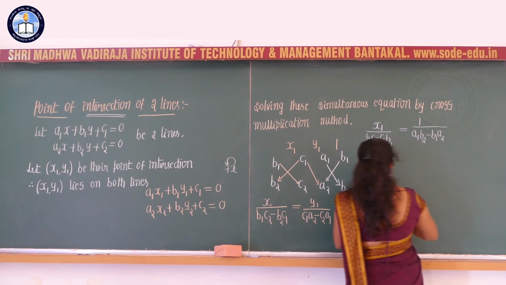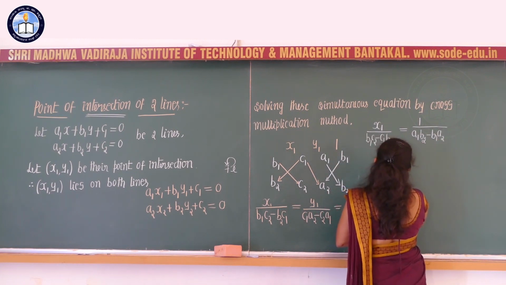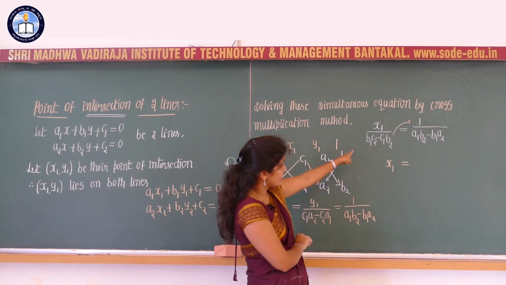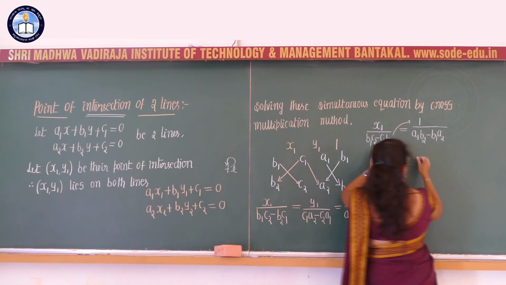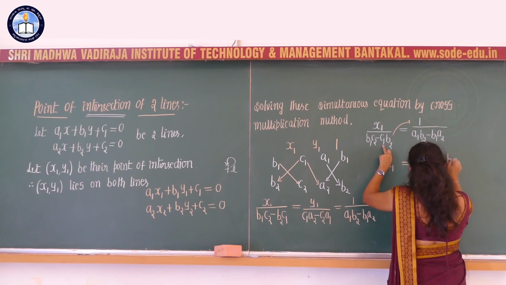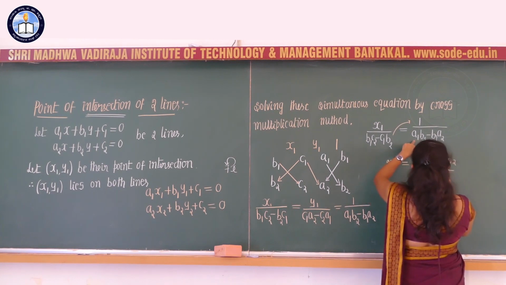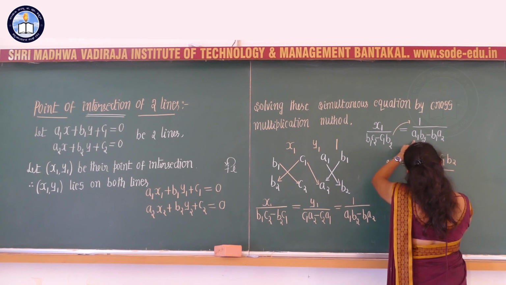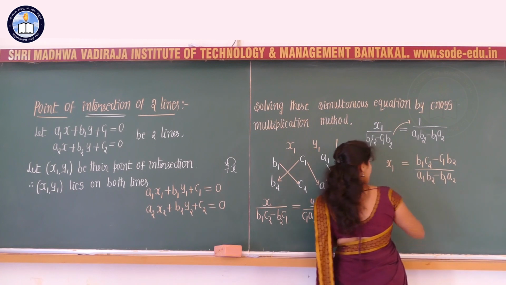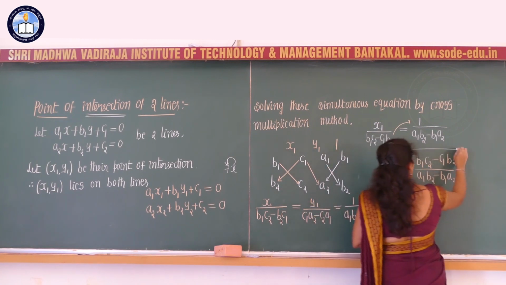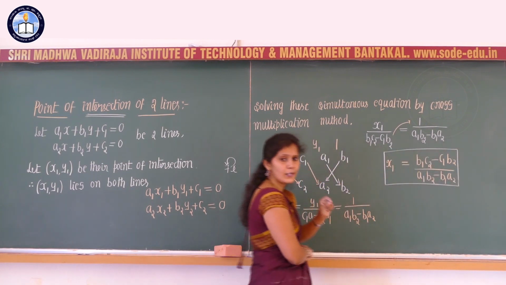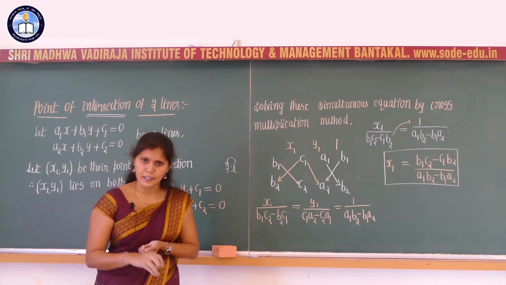This simplification gives the answer: the denominator is taken to the RHS. So x1 is given by the formula b1 c2 minus c1 b2 divided by the denominator. The denominator is a1 into b2 minus b1 into a2. Clear? So this gives the value of the x coordinate, that is x1.